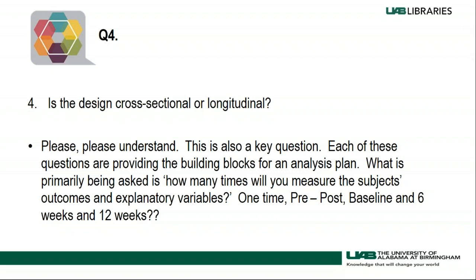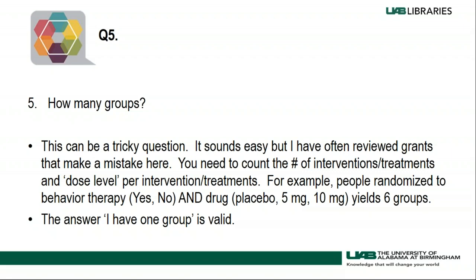How many groups? This can be a tricky question. It sounds easy, but it's often reviewed in grants, and this is one of those where there's the mistake. You need to count the number of interventions and dose levels per intervention. Sometimes I have drug and behavior in a situation. That's actually four groups. You get neither, you get drug alone, you get behavior alone, or you get the combination of them. So just think about that.